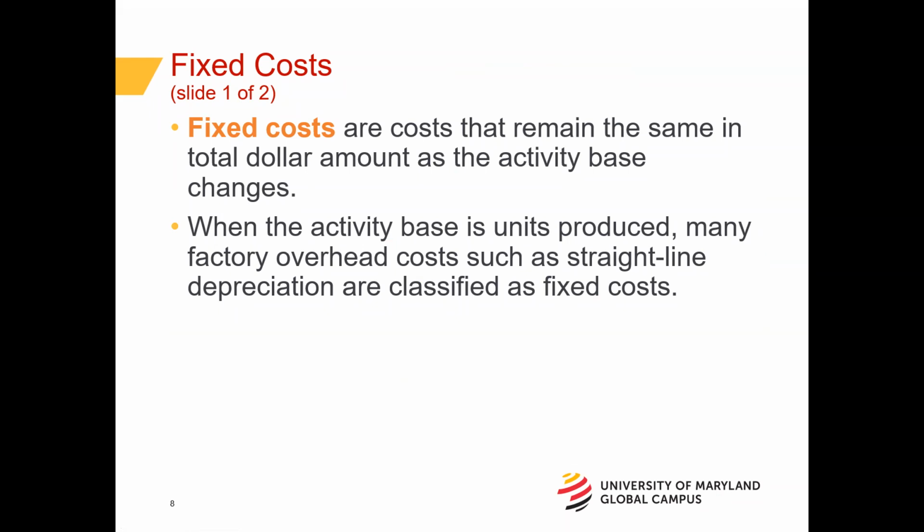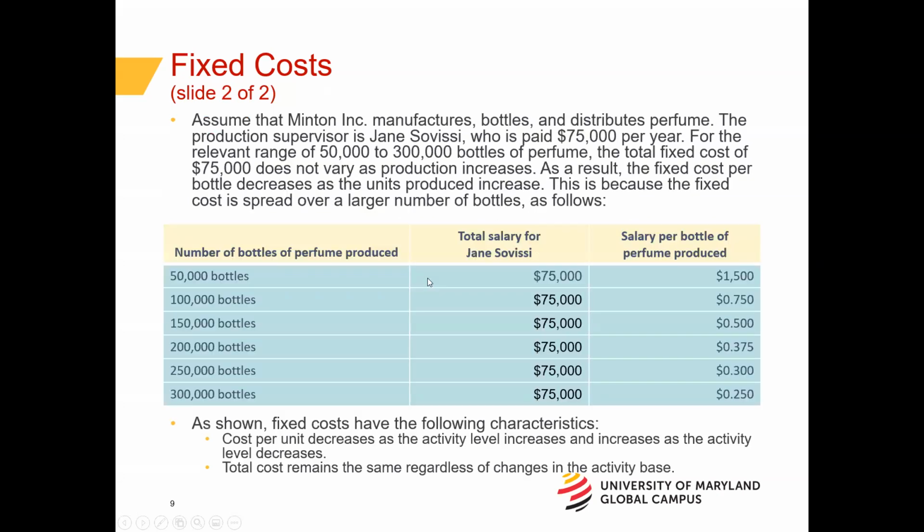Now let's talk about fixed costs. Fixed costs are costs that remain the same regardless of the level of output. Examples would be supervisor's salary, straight line depreciation. As you know, depreciation is the decrease in value of fixed assets over time. And there's a couple of other examples of fixed costs that don't change over time. Rent, mortgage, they stay the same over time, typically.